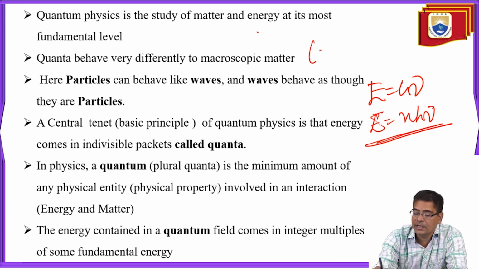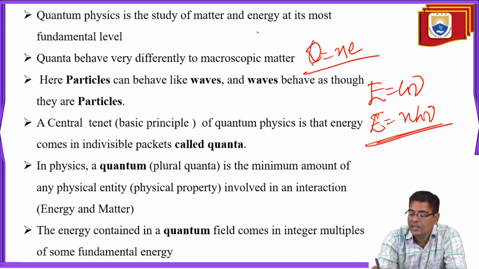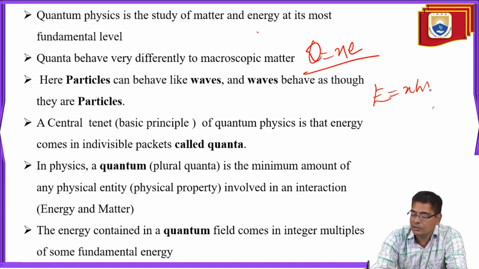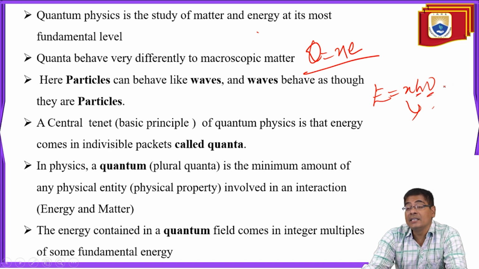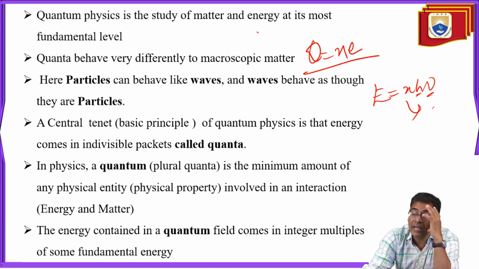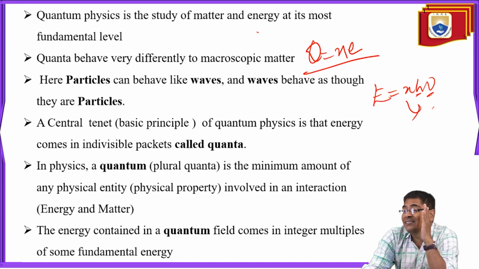Similarly to how we studied the quantization of charge, Q equals Ne, the existence of charge in terms of elementary charges, here also we study the quantization of energy as E equals n h nu. That means energy is quantized here. n refers to the integer, h is Planck's constant, and nu is the frequency of the energy that is coming. The energy coming will be in the form of radiation.